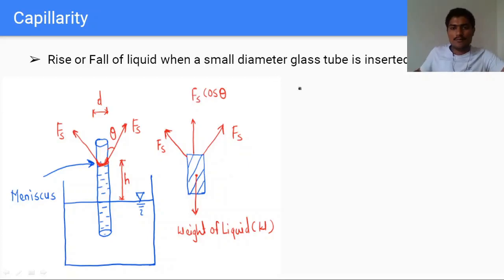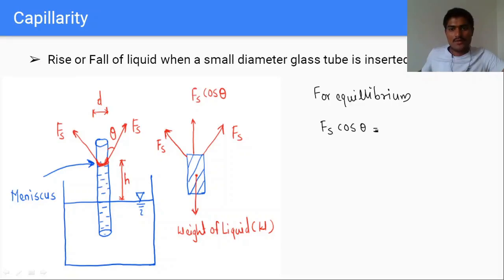For equilibrium, Fs cos theta will be equal to the weight of the liquid, upward and downward forces balancing. So for equilibrium, Fs cos theta equals W. Fs is the surface tension force, which we have already learned, so we can represent this as surface tension into L into cos theta equals W.